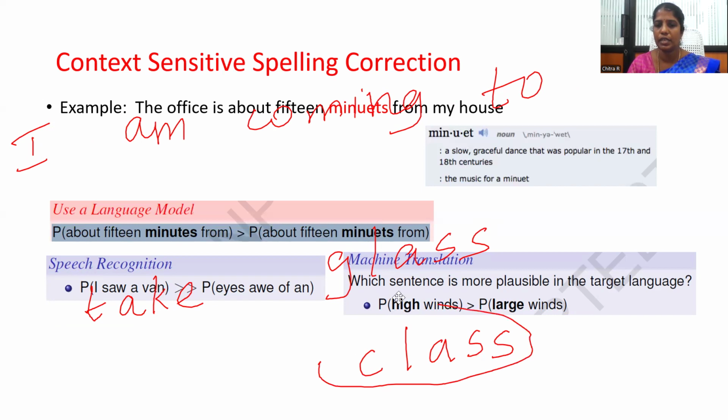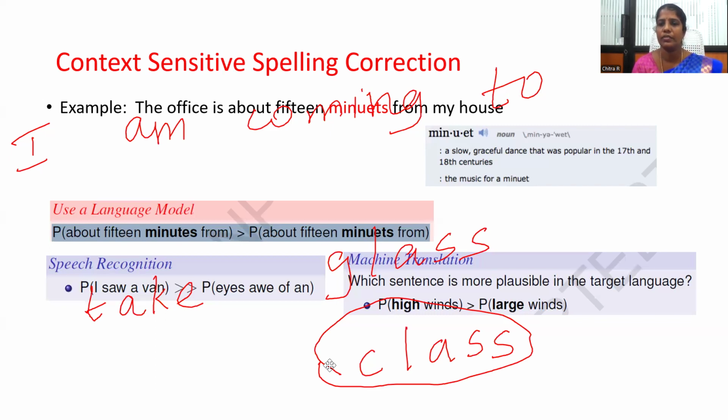Why are you selecting the second, class? Because the probability of "class" is high compared to "glass". In your class, I won't say that I am coming to take the glass from your class. It's not possible. Instead, always I am coming to take the class only. In this situation, when you consider the probability, what do we mean by probability?